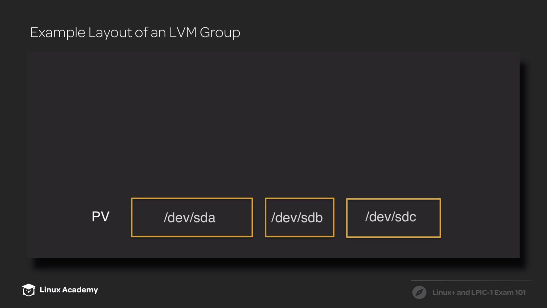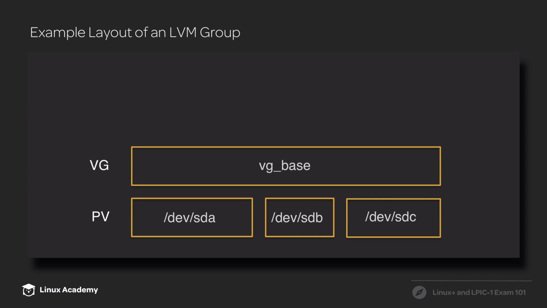So let's take a quick look at an example layout of a logical volume group. At the bottom level, you're going to have your physical volumes, which are your actual disks that you have on your system, such as /dev/sda, /dev/sdb, /dev/sdc. Now, you don't have to have three disks. I'm just showing this as an example. You can have a system with only one disk and still use LVM. We're going to take a look at one of those in a little bit. But just to show you, you can use multiple disks within an LVM volume group.